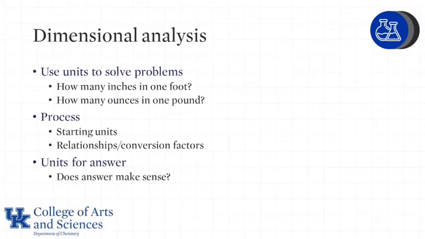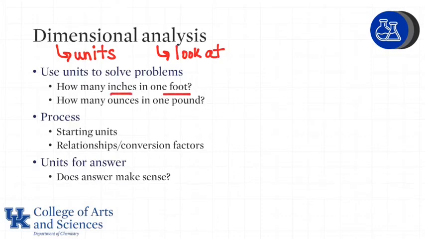So dimensional analysis is a really fancy name that simply means you've got units, that's the dimension, and then we're going to analyze it. We're going to look at the units, and the units are going to help us solve our problems. So for example, we can say how many inches in 1 foot, how many ounces in 1 pound, and the way we do this is we look at a process.